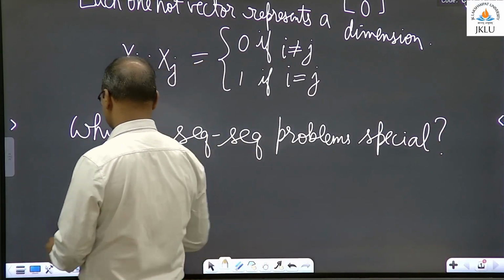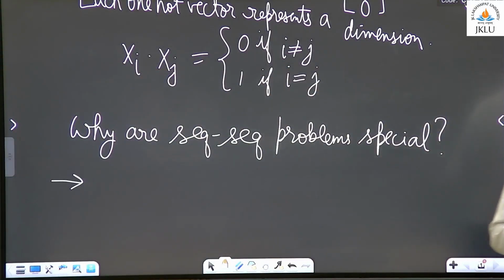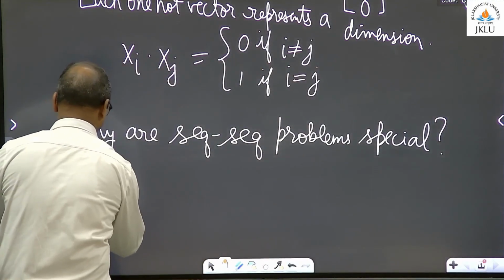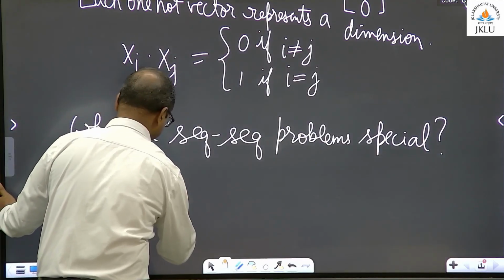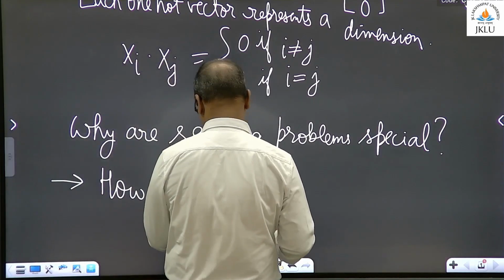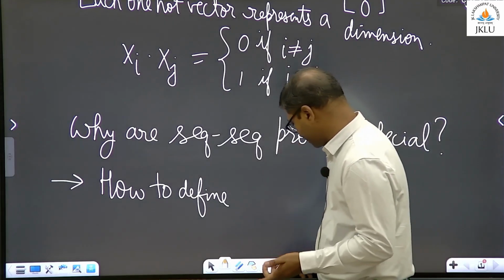Help me write the reasons. Why are sequence to sequence problems special? So, how to define, not define, what will be the right word? How to determine the structure of the neural network?